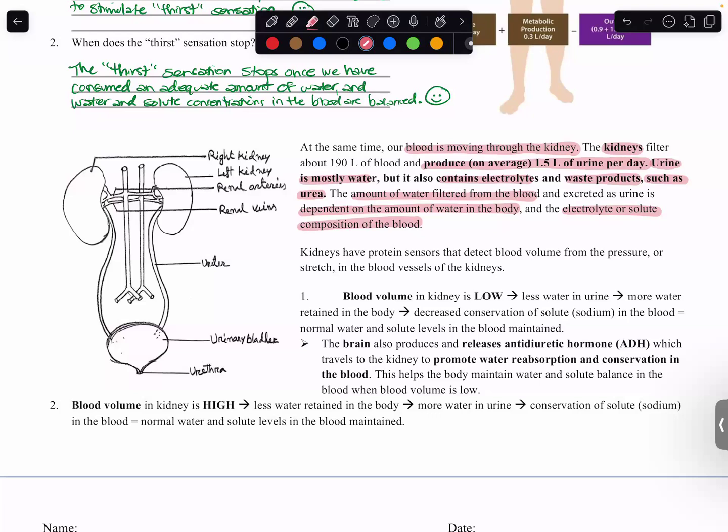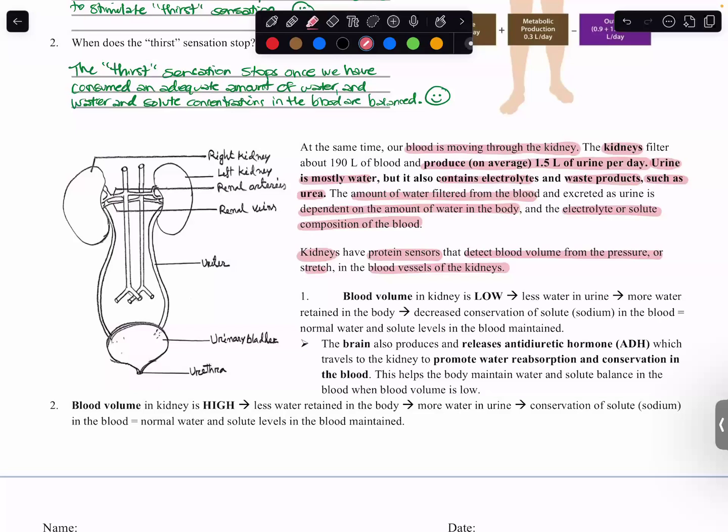Kidneys have protein sensors that detect blood volume from the pressure or stretch in the blood vessels of the kidneys. All right, so blood volume, the kidneys are able to tell just how much they need to filter by different pressure signals in our blood, right? And in our blood vessels. So let's look at number one.